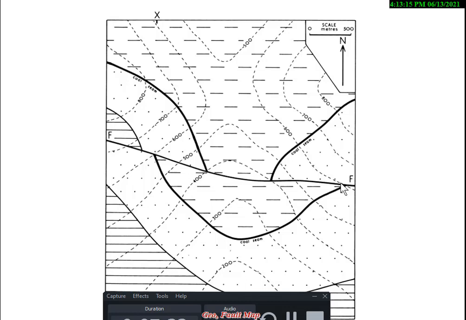In the next video, I will analyze how you plot the fault line, curved line, oblique line, and straight line. But in this video, I just try to present how you identify the fault line.